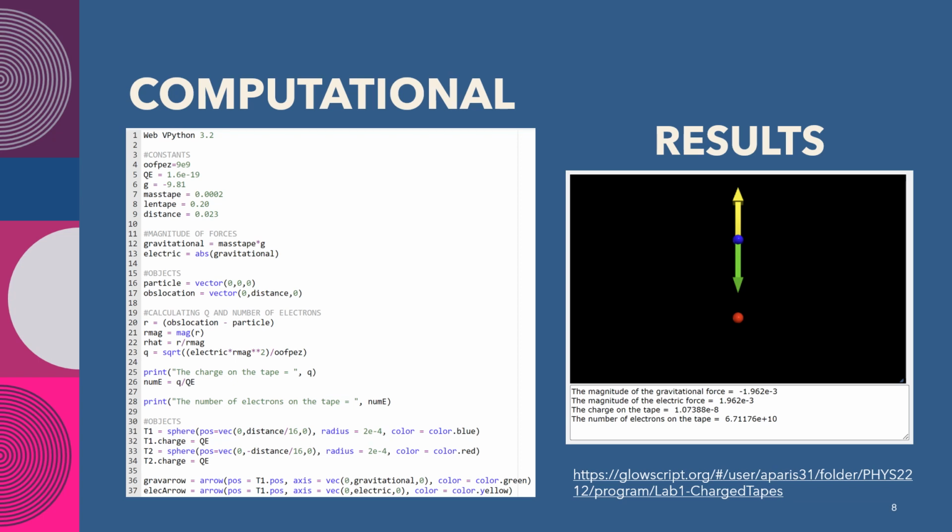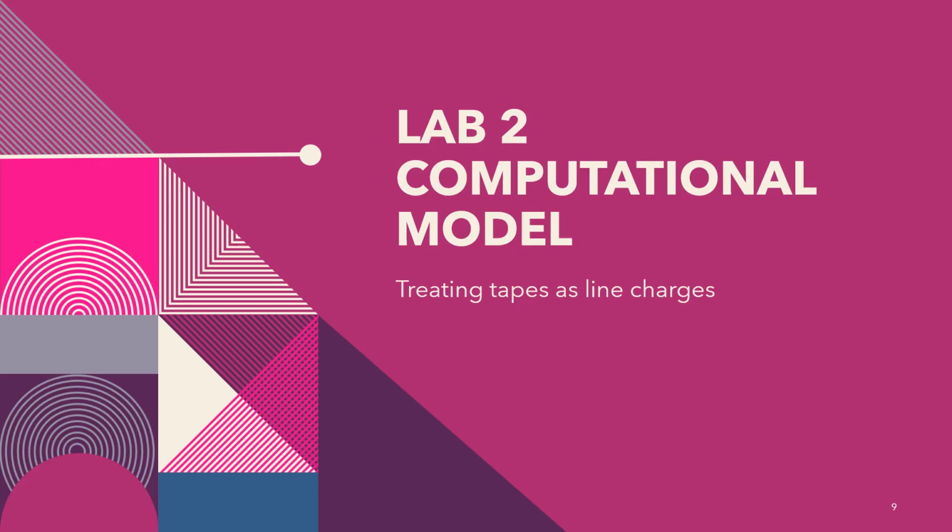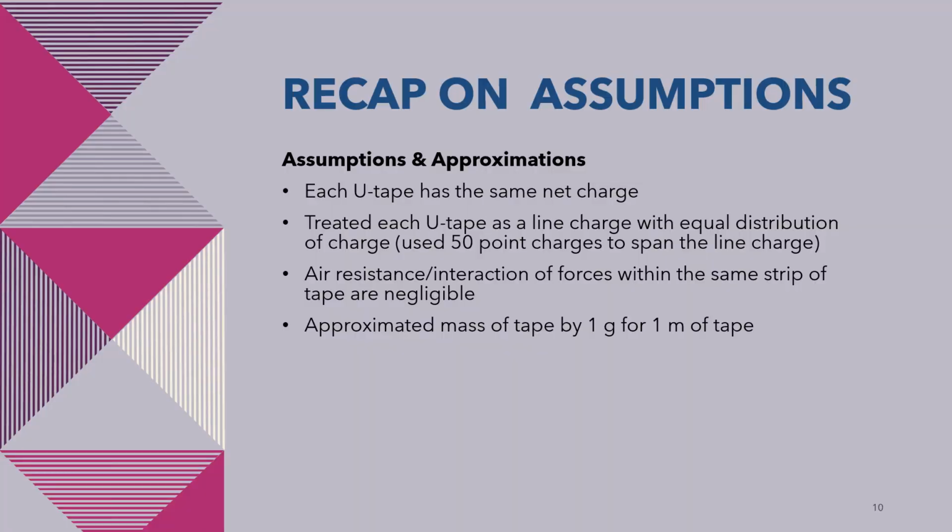Here's the code for Lab 1, and the Q, the charge on the tape, was 1.07 times 10 to the negative 8 coulombs, which matches my experiment calculations. Here's where I talk about Lab 2 and my computational model where I treated the tapes as line charges. Just to recap on assumptions, we are assuming that each U-tape has the same net charge, each U-tape is treated like a line charge with equal distribution of charge, and the air resistance and interactions of forces within the same strip of tape are negligible. We also approximated the mass of the tape by 1 gram for 1 meter of tape.